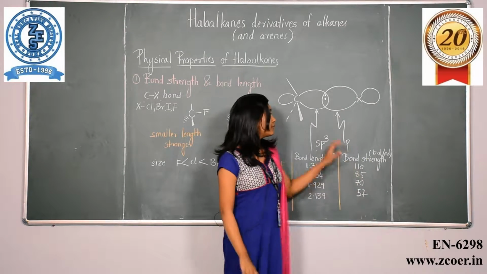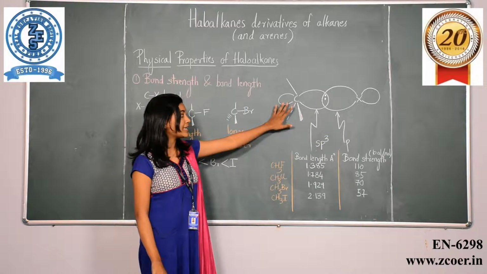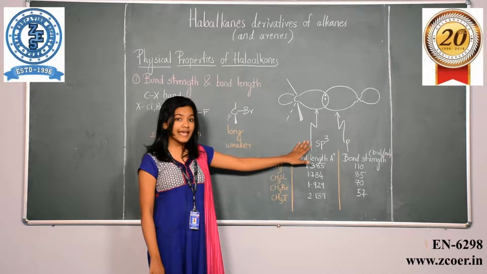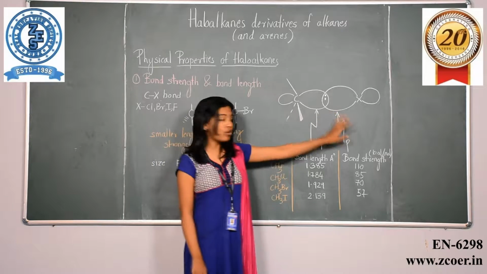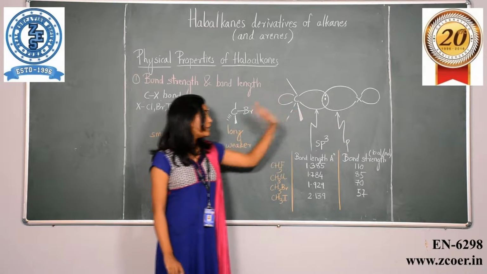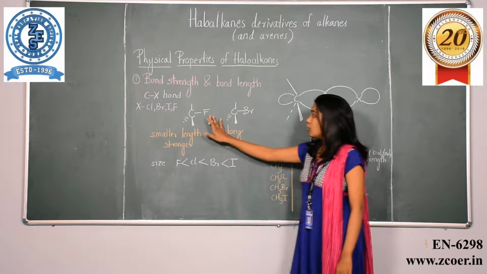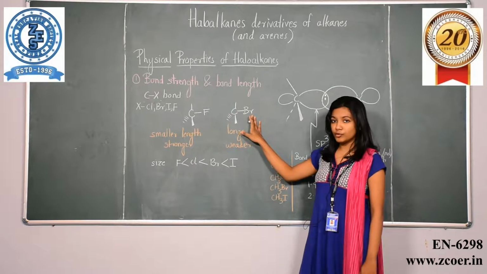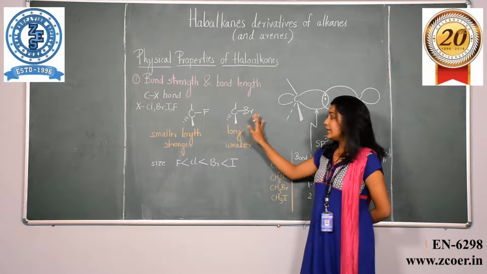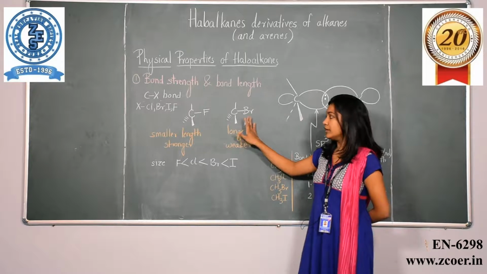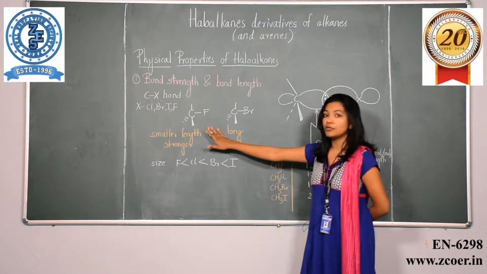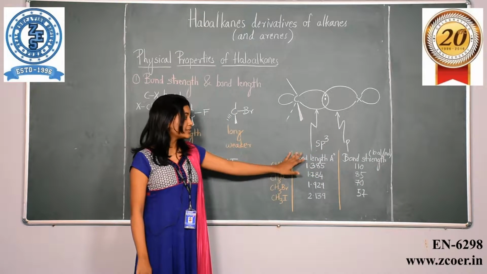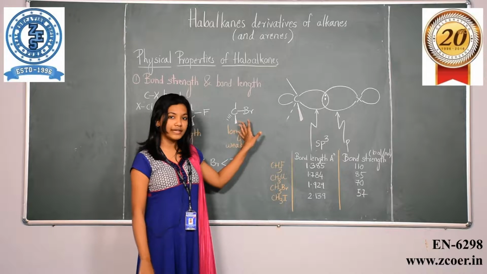Now we will come to the hybridization taking place at this carbon. It's an sp3 hybridization. In this sp3 hybridization, there is an overlap of the p orbital. If you compare the overlap of carbon and fluorine and carbon and bromine, we will see that the overlap in C-Br is very much smaller compared to the overlap of the p orbital in the C-F bond. Due to that, the strength of the C-Br bond goes on decreasing.